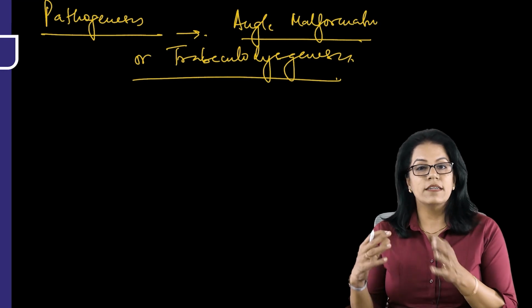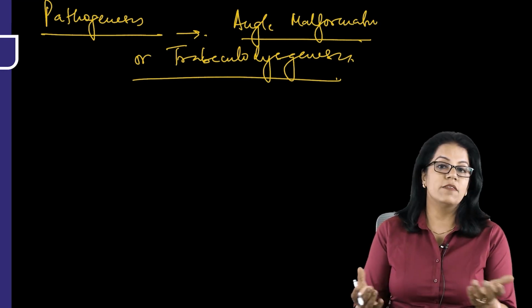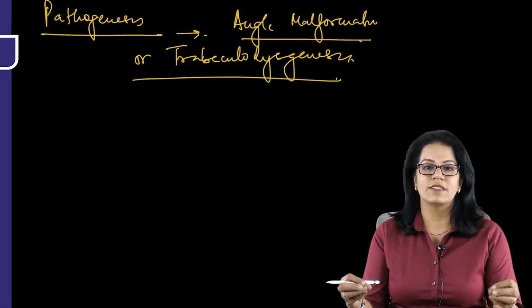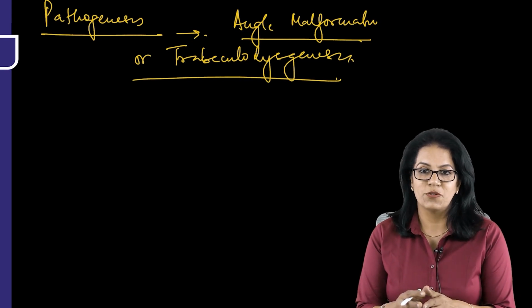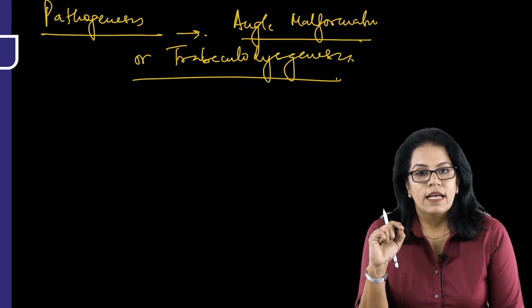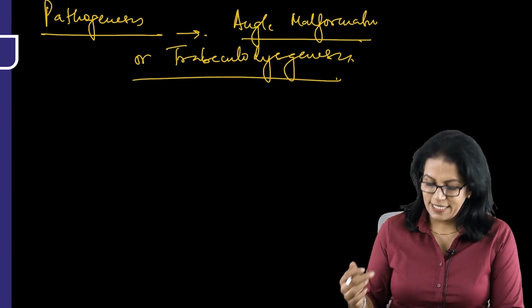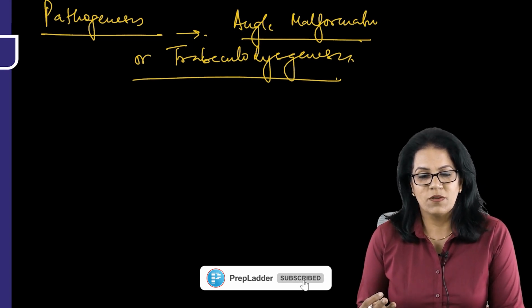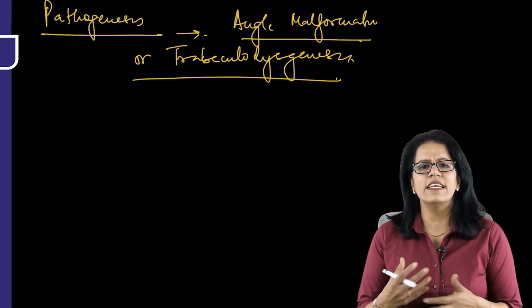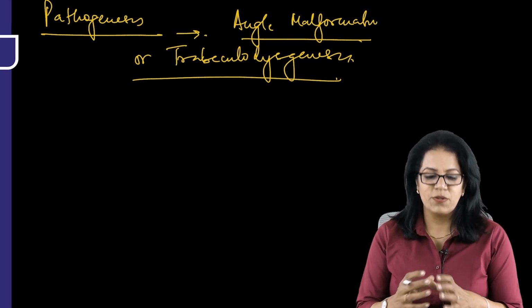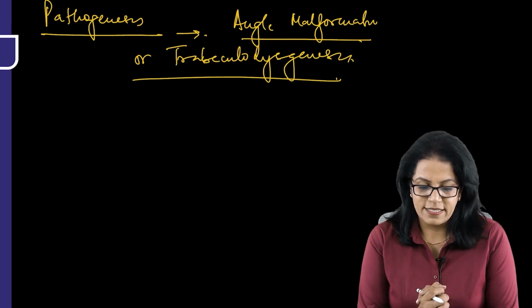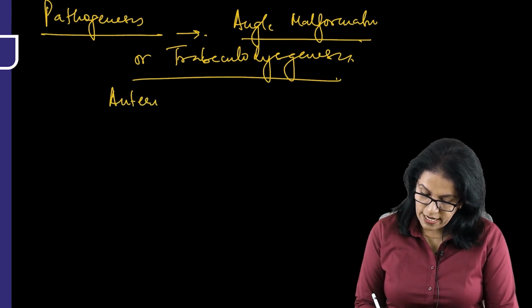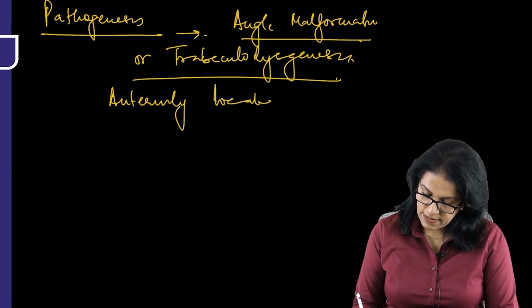Barker's membrane was also something I myself used to teach till last year, but recently it is said that it is considered not very important, we shouldn't mention it. So Barker's has become an old concept, we will not mention it. We come to angle malformation, or trabeculodysgenesis. Everything is included in that, generally the problem is anteriorly located iris insertions. So commonly it is anteriorly located iris insertions.